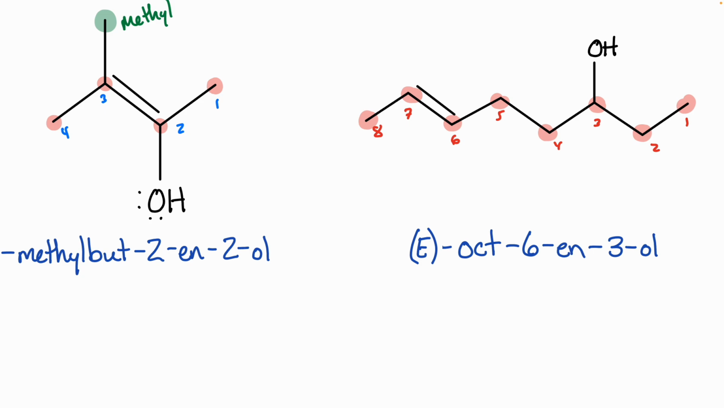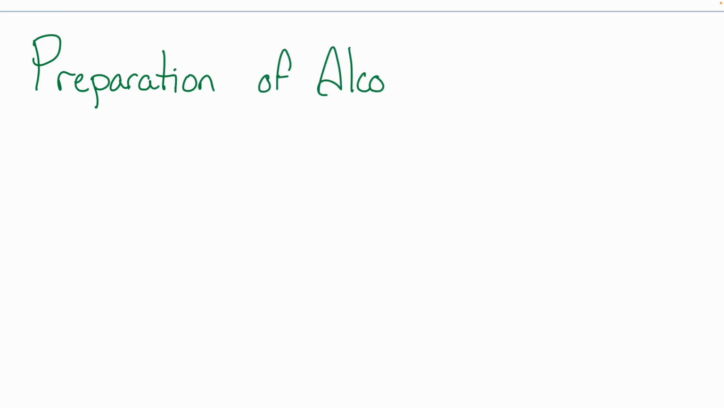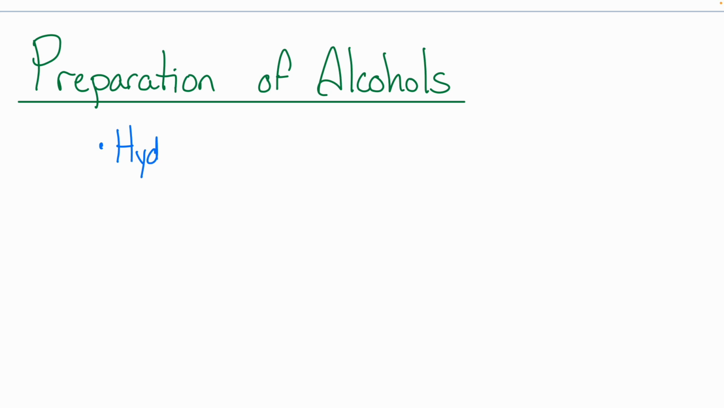All right, so let me give you a preview of where we're going with this. The first thing that we're going to be talking about are the different ways that we prepare alcohols. And the first thing we're going to do is cover something that is actually review from last semester, which is the hydration of alkenes.